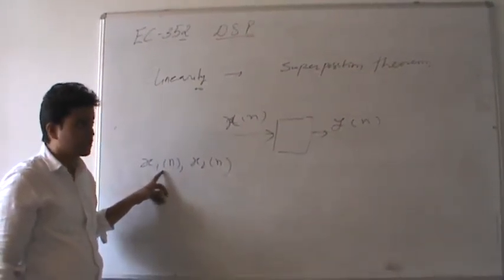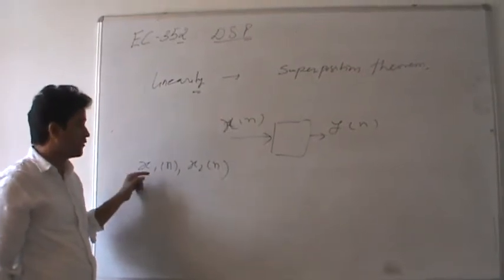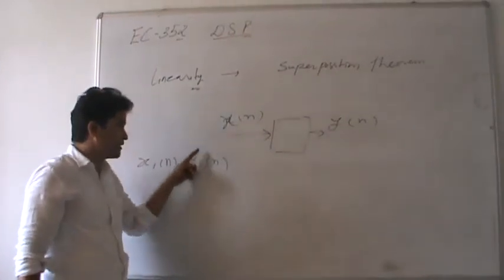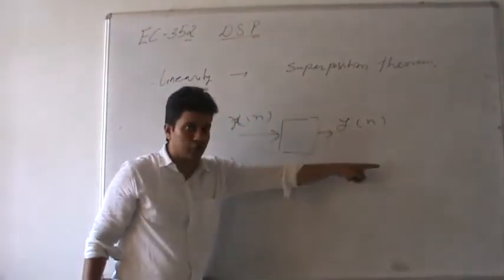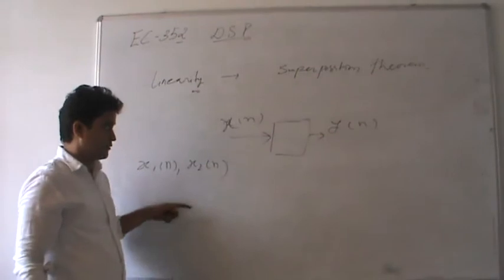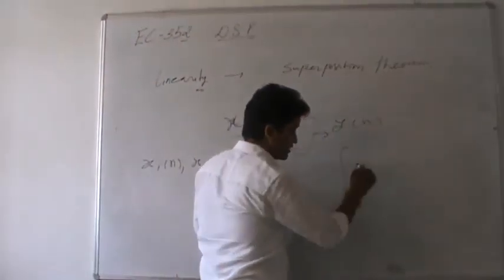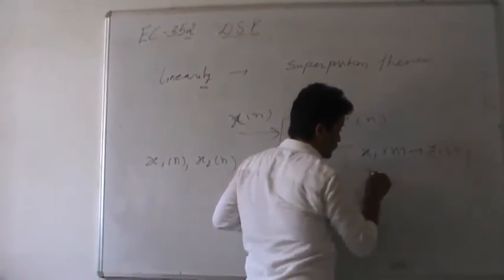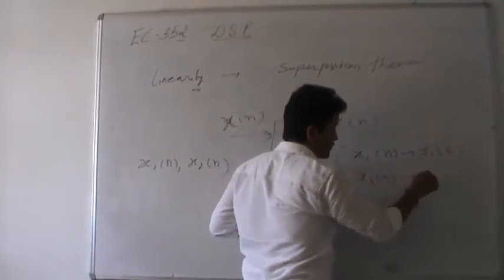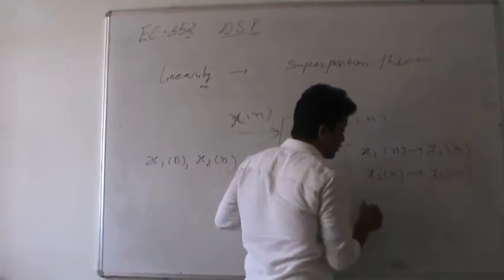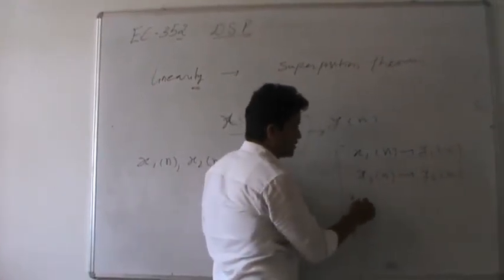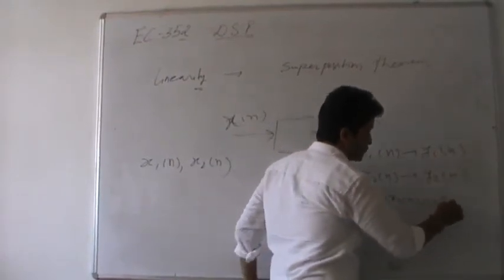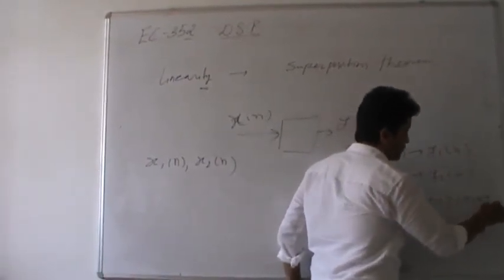behaves as per certain specific characteristics, like if I apply x1 of n the first time, I would get y1 of n. Later I would apply x2 of n, I would get y2 of n as an output. So I will write it here: for x1 of n input, the output will be y1 of n. For x2 of n input, the output will be y2 of n. Suppose I am adding these two equations, simple addition will make it x1 of n plus x2 of n equal to y1 of n plus y2 of n.